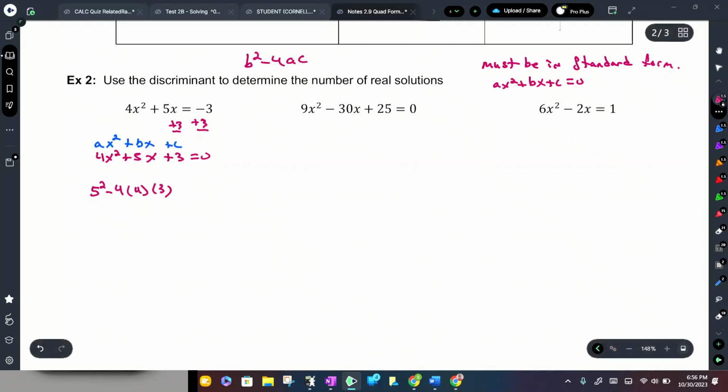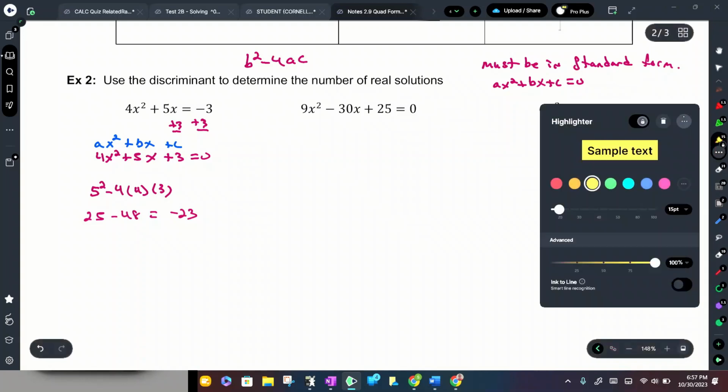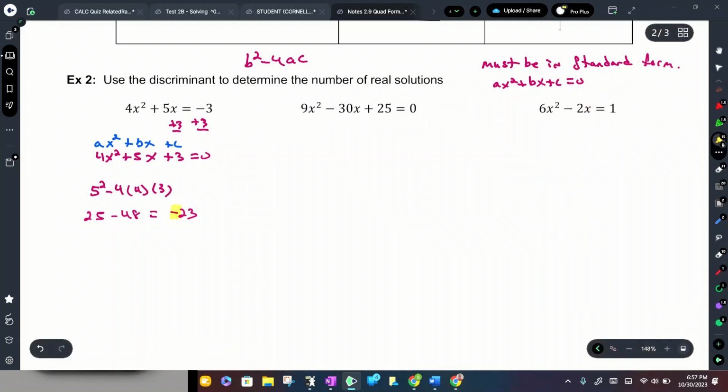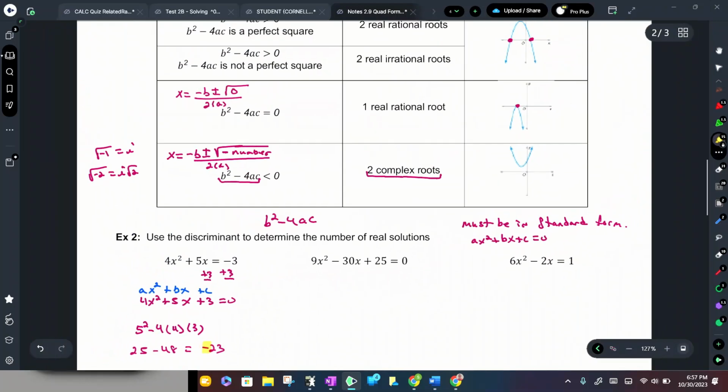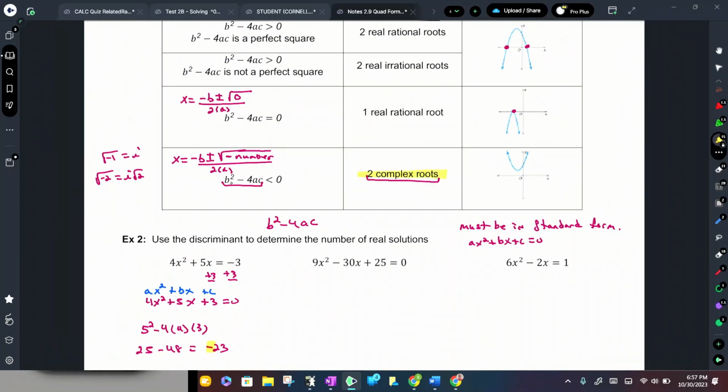So if we work our way through this, 5 squared is 25. And then we get 4 times 4 is 16. So 16 times 3 is 48. So we have 25 minus 48, and simplify this, we end up with negative 23. So the numerical value of the discriminant is a negative. And that tells me that because it's a negative, come back up to our chart, we have two complex roots. The discriminant is less than 0. We're not crossing the x-axis at all.